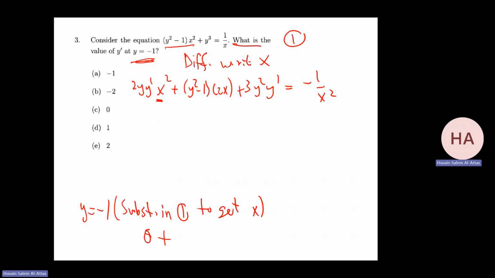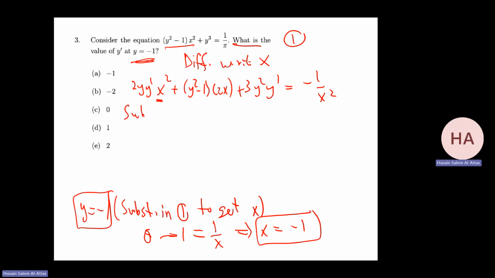Plus minus 1 cubed, which is minus 1, equals 1 over x. So x will be minus 1. X equal minus 1. So I have y equal minus 1 and x equal minus 1. I plug it here.